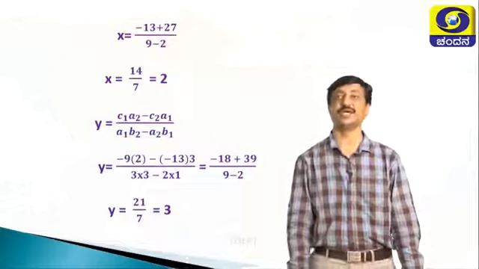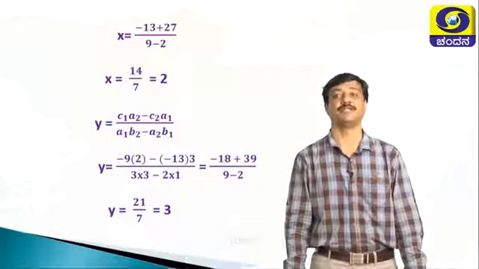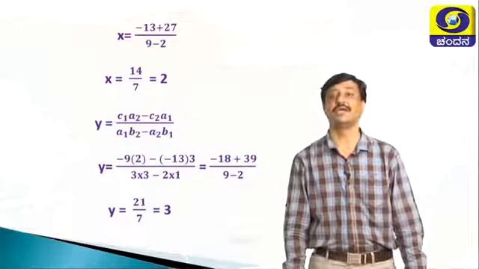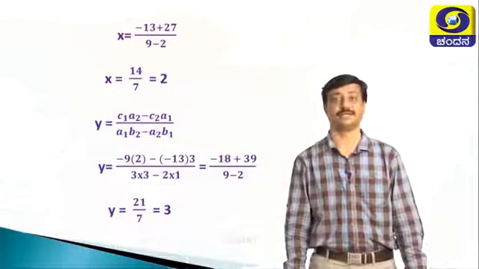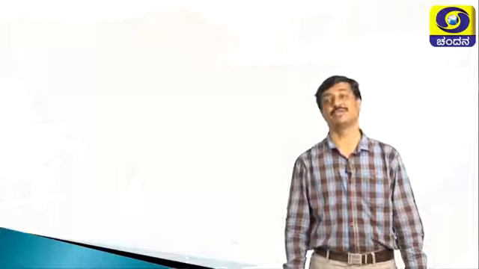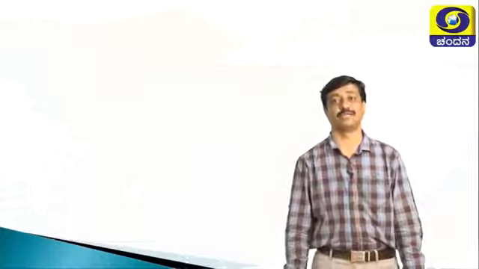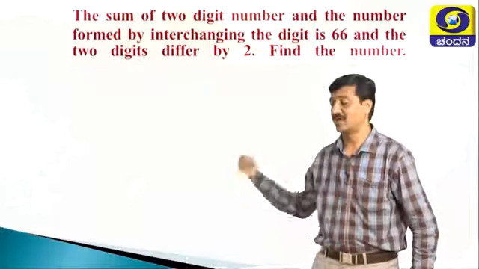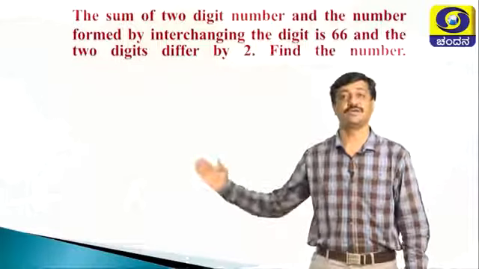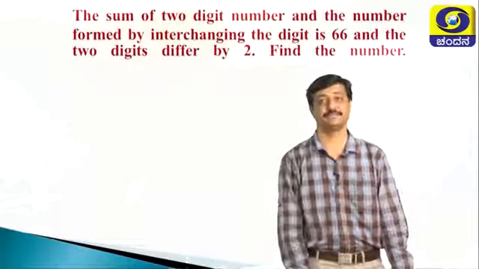In this way, you can find the values of x and y by the cross multiplication method. X equals 2 and y equals 3 are the required solution by the cross multiplication method. These are 3 different methods. You can solve any example based on these algebraic methods.